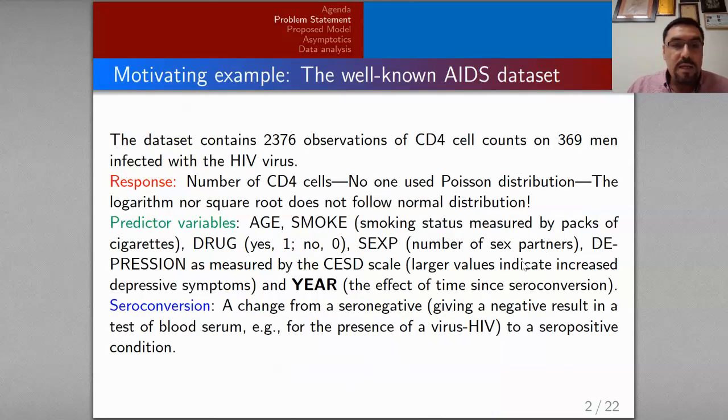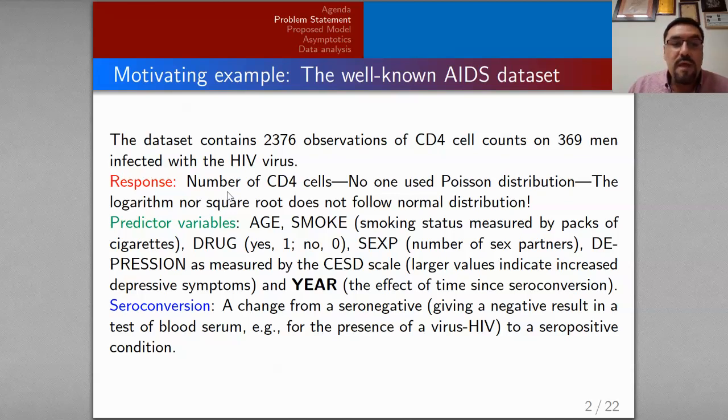Okay, the data contains many observations of CD4 cell counts on 369 men infected with the HIV virus. Then the response here is the number of CD4 cells. This is a very old problem, which is considered in many mixed model longitudinal studies. But in none of the works do they consider the Poisson distribution, which we consider as the underlying distribution for the response.